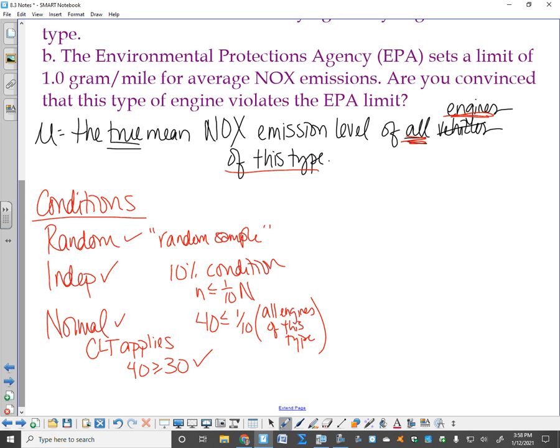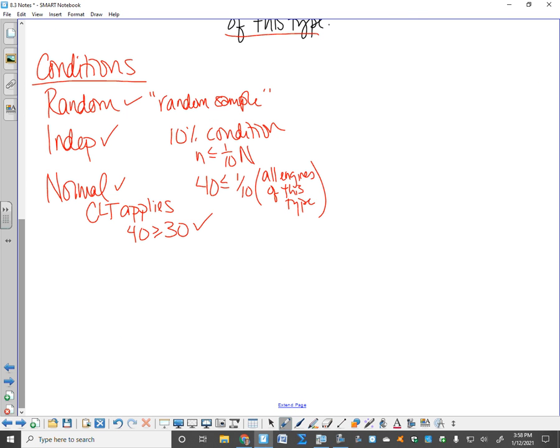So there are my conditions. I've stated my parameter and I have stated my conditions. All right. And again, and I've said this a couple times, this is kind of where I've noticed that some students get stuck and they don't know what to do next. So focus on what I'm supposed to be doing. I'm supposed to be making a confidence interval.